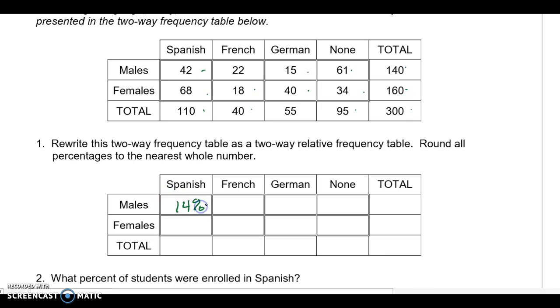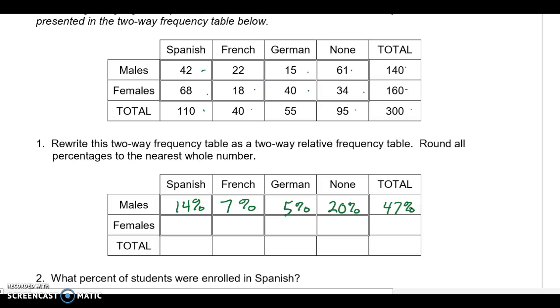Again, we're going to round to the nearest whole number, and that could become an issue later, and you'll see it in a minute. And French, we do 7%. German was 5%. None was 20%. And then our total is 47%.